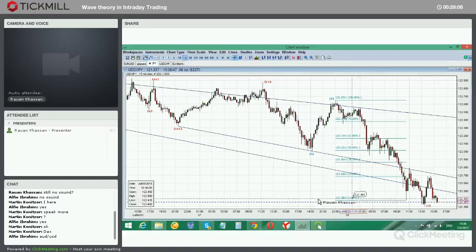Probably we are going to have one more leg down. So if, for example, you are holding a short, this will be an indication for you that the short position should not be over yet, and we can expect one more leg down. Now let's try to understand what could be the right exit point for such a trade.